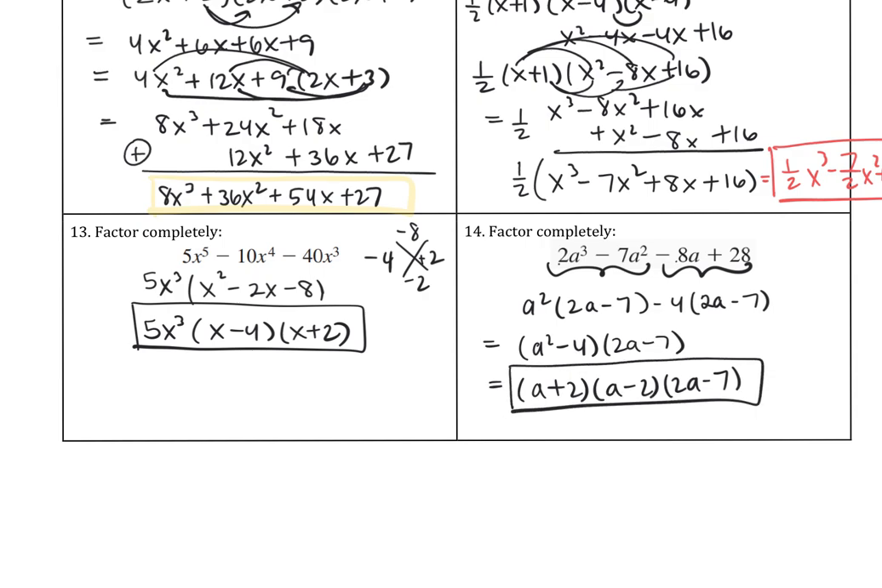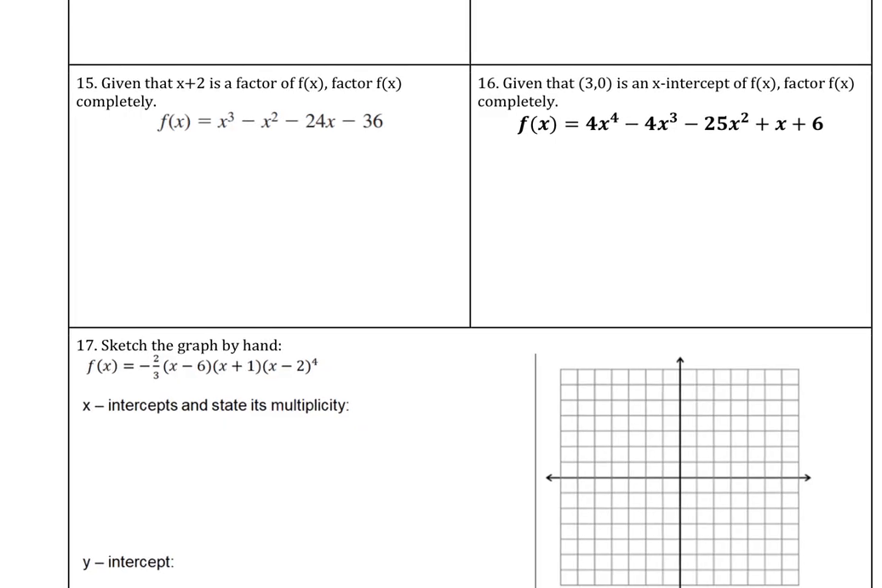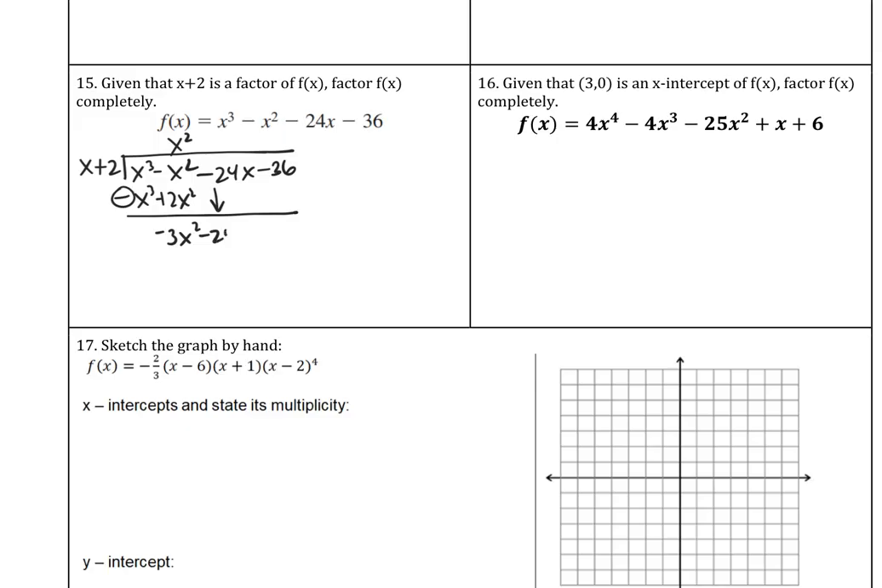Okay, let's turn the page. Number 15 says, given that x plus 2 is a factor of f of x, factor f of x completely. Okay, so we're going to use our long division first. X plus 2 dividing x cubed minus x squared minus 24x minus 36. We want those first terms to match, so let's multiply by x squared. We'll get x cubed plus 2x squared, and when we subtract, we'll get -3x squared and drop down the -24x.